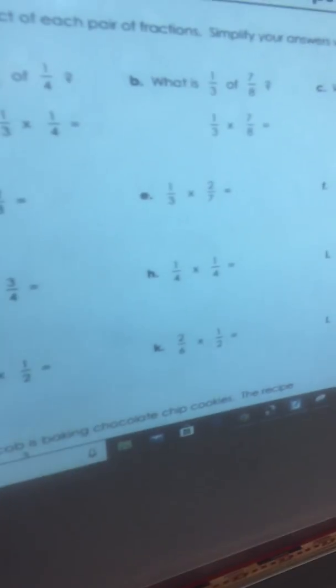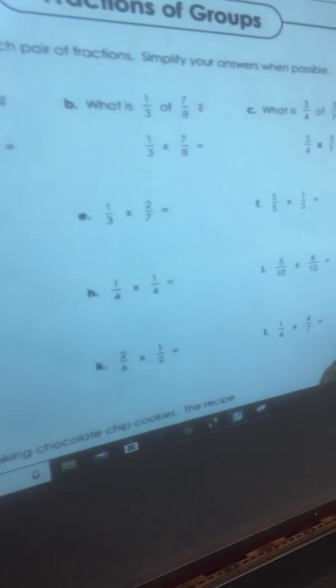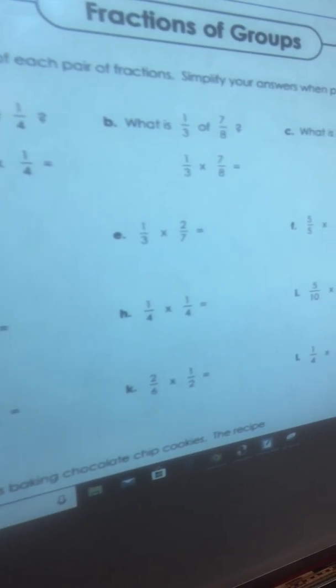Hi guys, it's me again, and I need to go ahead and touch base on multiplying and dividing fractions. And actually, multiplying and dividing fractions are easier than adding and subtracting.